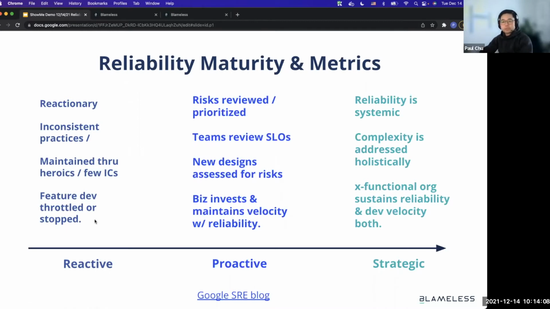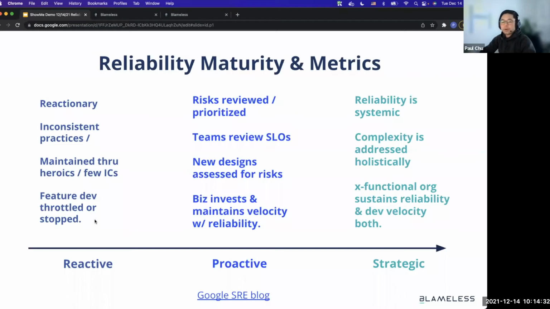And then strategic is certainly an area where you want to get into. That's essentially, you have SLOs in place. Your incident management process is well defined. You have a culture around learning from your mistakes, from your past incidents, and your organizations are working cross-functionally as well. If you're not there, don't worry. You're definitely not the only one.